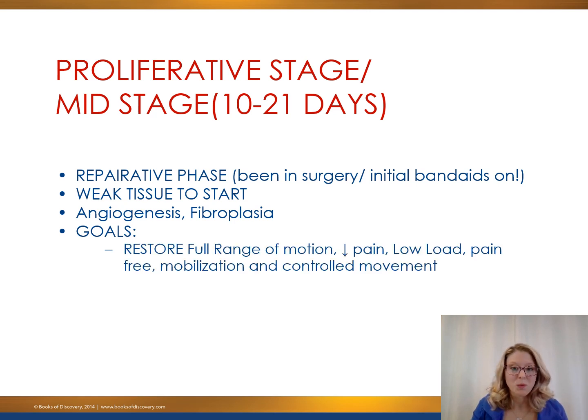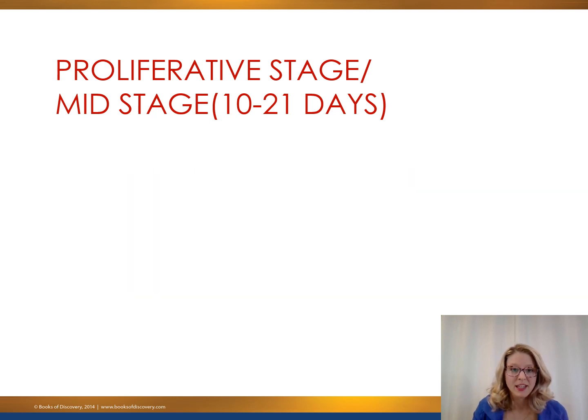Goals for this stage. We want to restore full range of motion, okay? We cannot go back into high impact, no running, no jumping, until we restore full range of motion. We want to decrease pain. Start with a low load, pain-free ideally with any exercises, but it's mobilizing and doing controlled movement, okay, to really get that motor control back. So not adding in speed just yet. And again, promote proper healing.